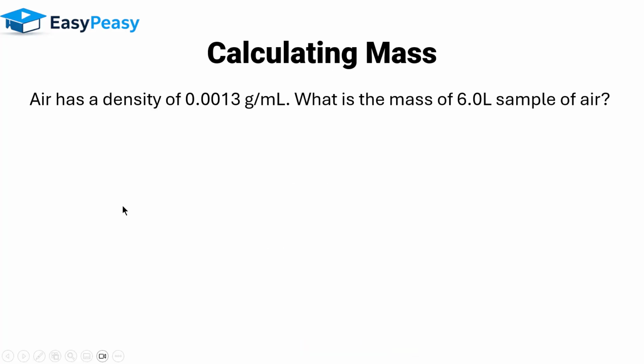Okay, next. This time we are going to calculate the mass by using the same formula. Okay, the question is, air has a density of 0.0013 gram per ml. What is the mass of 6-liter sample of air? First of all, you have a liter. It's not milliliter, it's liter. So we have to convert this liter into milliliter. So 1 liter has 1000 ml. We just need to multiply it with 6 and it will become 6000 ml.